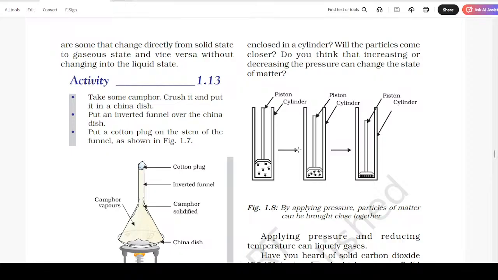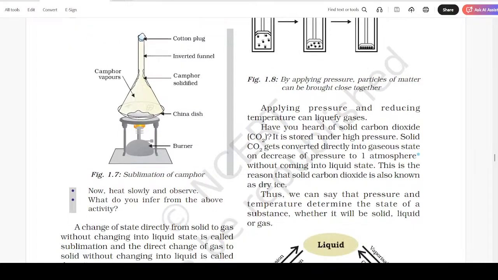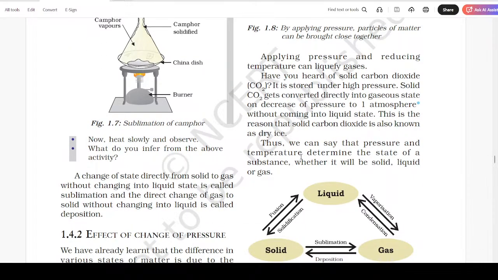Some substances change directly from solid state to gaseous state and vice versa without changing into the liquid state. Activity 1.13. Take some camphor, crush it and put it in a china dish. Put an inverted funnel over the china dish. Put a cotton plug on the stem of the funnel as shown in the figure. Now heat slowly and observe.